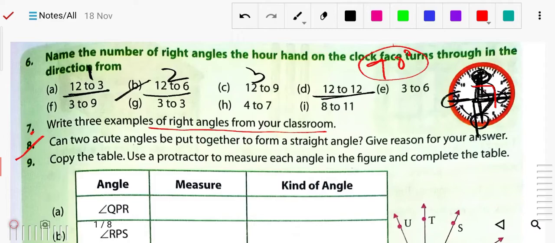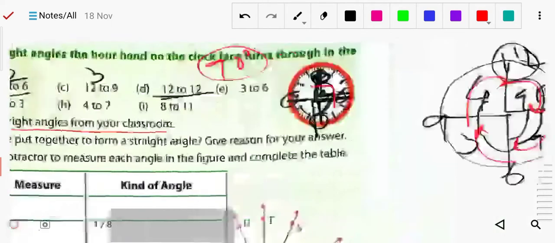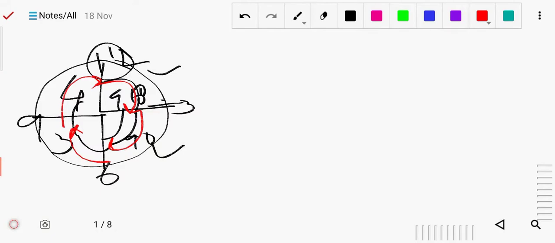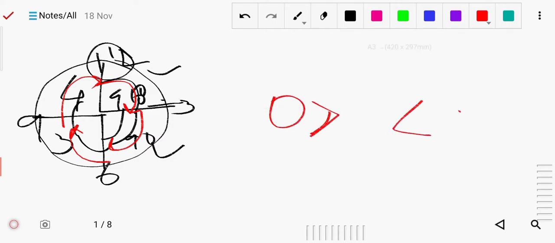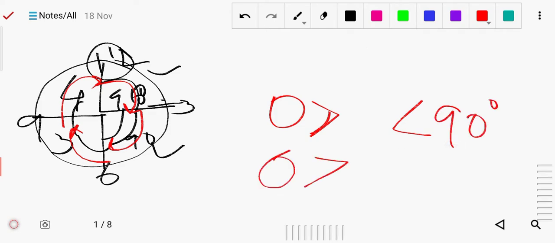can two acute angles put together form a straight angle? Give reason for your answer. Okay. So if we put two acute angles together, is it possible? No. Why? Because the sum of two acute angles is less than 180. Because an acute angle is greater than 0 but less than 90 degrees. So less than 90, greater than 0. So we will take two values.